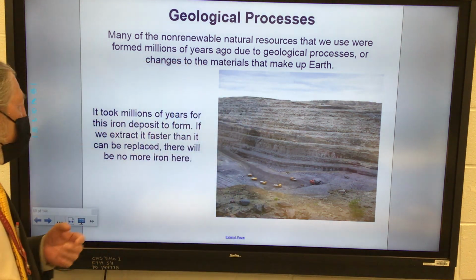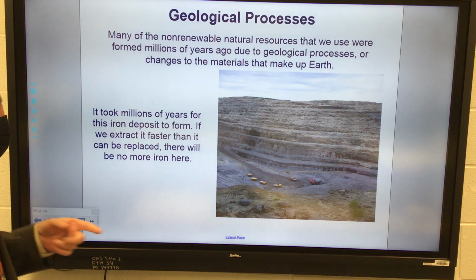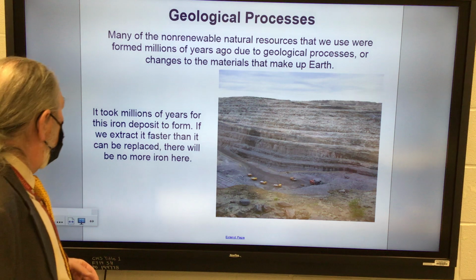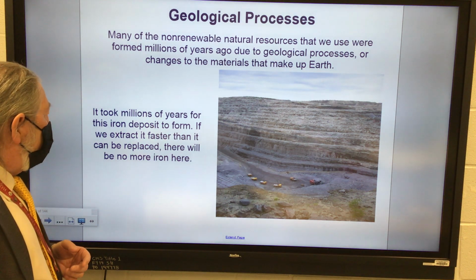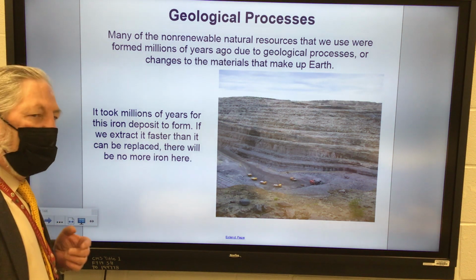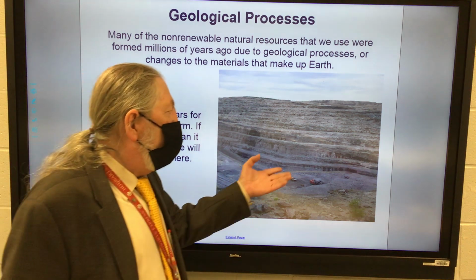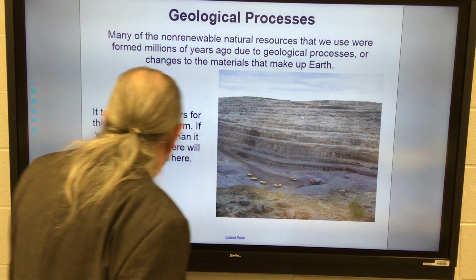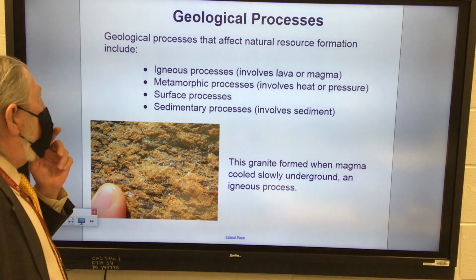Okay, so it took millions of years for the iron deposit to form. This is an iron pit, they're hauling out iron here. If we extract it faster than it can be replaced, there will be no more iron here, right? So then what are they going to do with this hole here? It's just going to be there, right? Okay. So let's look right here.